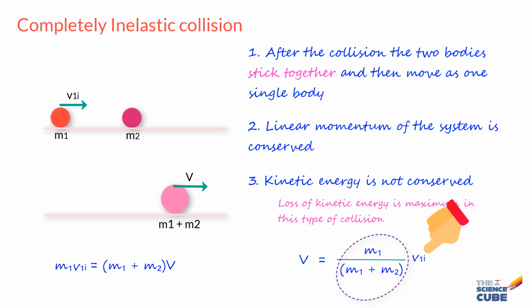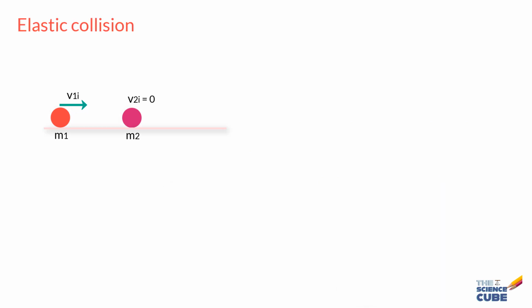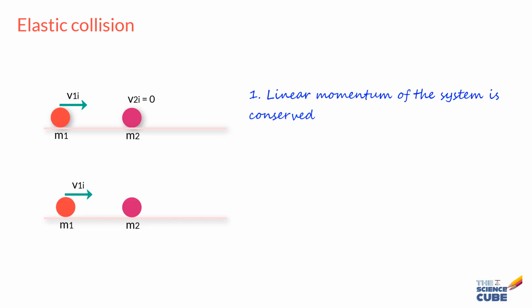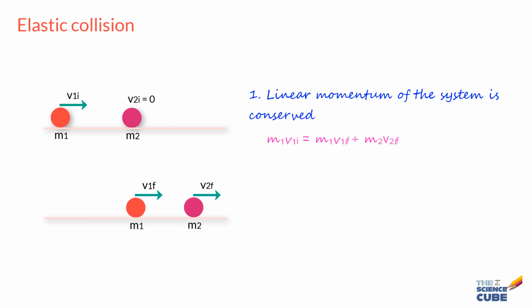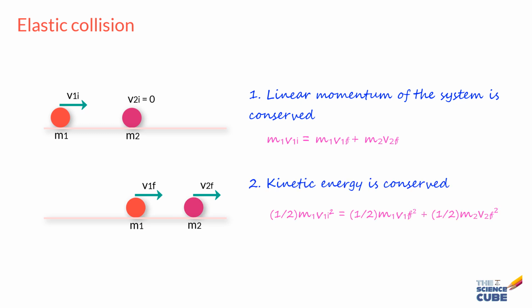The third category of collision is elastic collision, and in this category of collision, the two conditions that need to be met are: one, the momentum needs to be conserved, and two, the kinetic energy is also conserved, that is, it is the same before and after. But you must note that here the kinetic energy of each colliding body may alter, but the total kinetic energy of the system will remain constant.